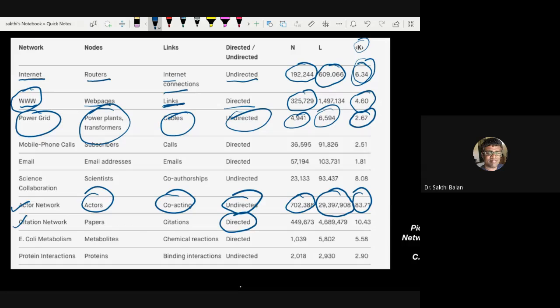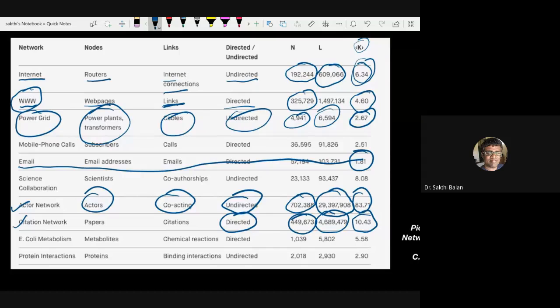In this case, you see that the number of nodes is almost 10 times the number of nodes in the previous one, and the average degree is maybe 10.43, which is not that huge like the actor network, but still it is much larger than the internet, www, power grid, and such kind of things. And the email network has one of the least degrees, 1.81, which is a very, very small average degree. So this is the network that we are talking about.